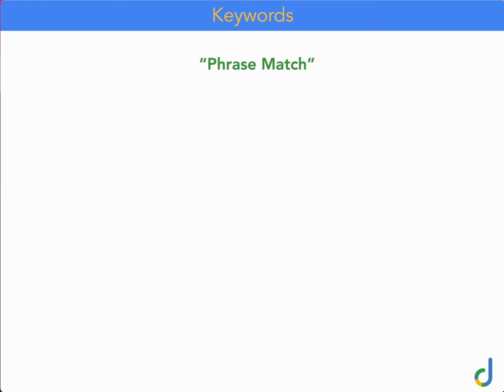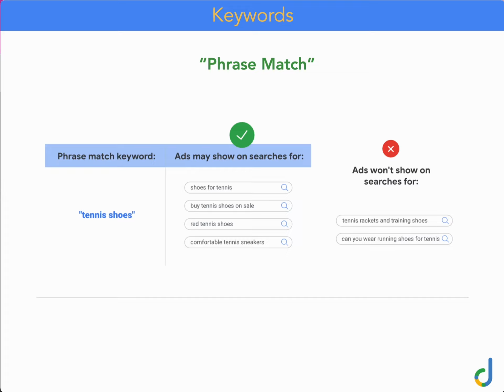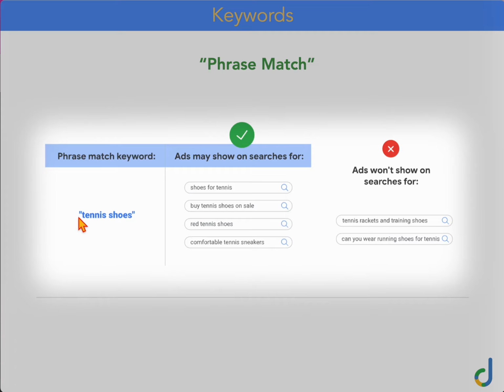The next option is the phrase match, and phrase match is where, if you were to do the phrase match of tennis shoes, and the way that you mark your phrase match is that you have these little apostrophes in here, it would still show for ads like shoes for tennis, buy tennis shoes on sale, or red tennis shoes.